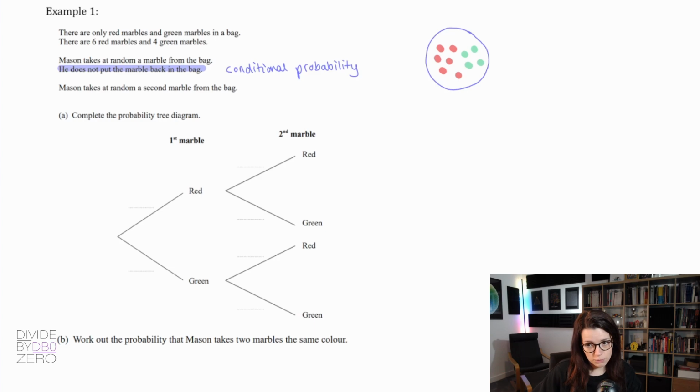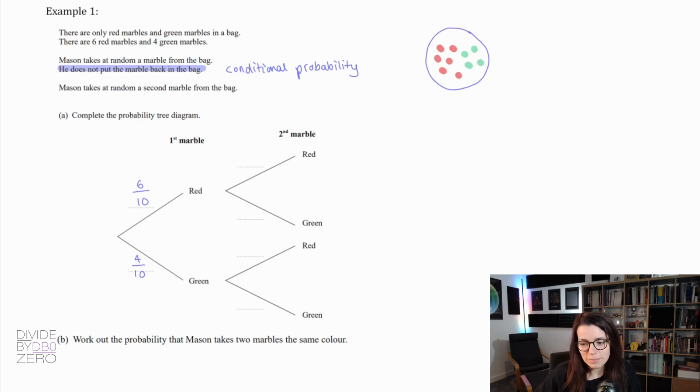For the first marble, the probability that he picks a red one is just going to be 6 out of 10 because there are 6 red marbles and 10 in total. Similarly, the probability that he's going to pick a green one will be 4 out of 10. Then for the second marble, second set of branches, it depends on which colour marble he's chosen first.